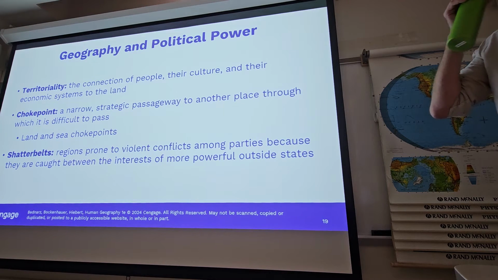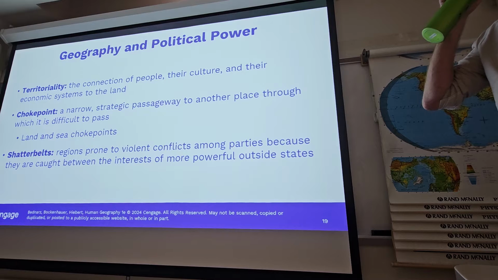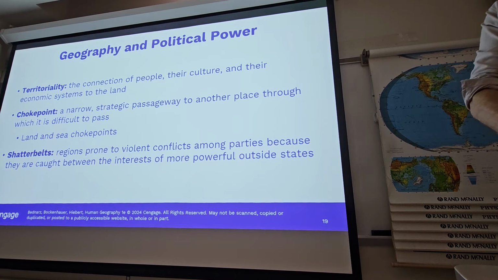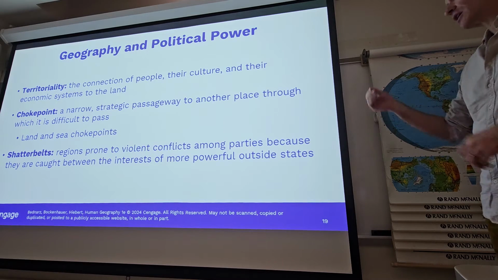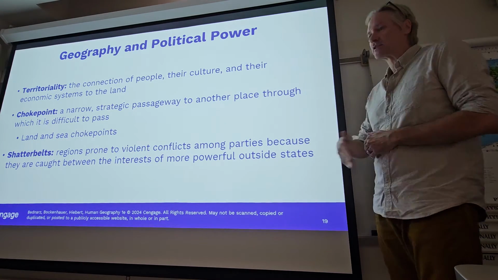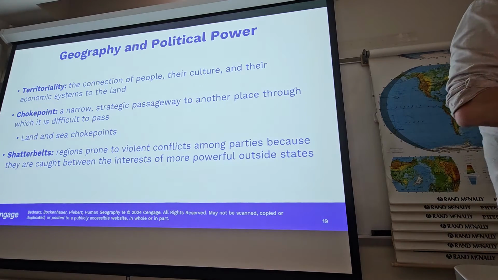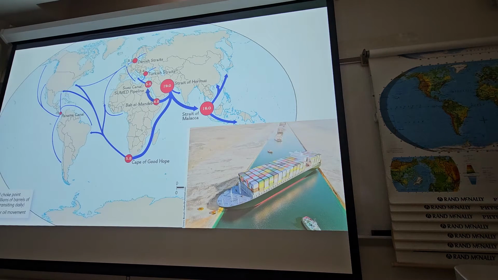A couple more definitions. Let's see, of these, I think choke point is one of the ones that we have some maps for. Shatter belts: there's lots of shatter belts around the world, places where you have lots of conflict, and so different powers are moving back and forth.